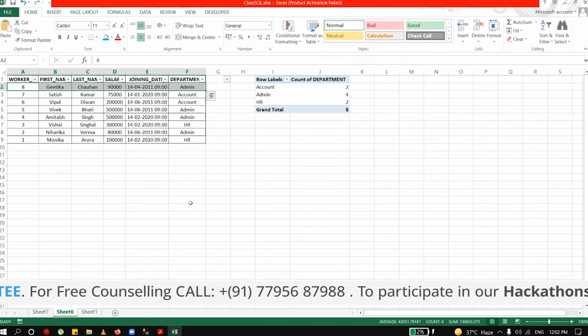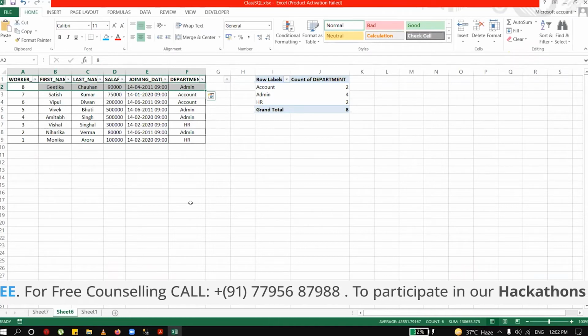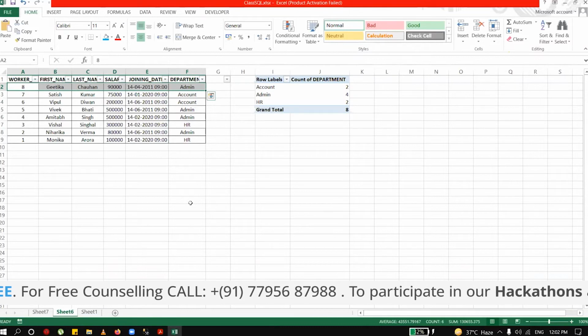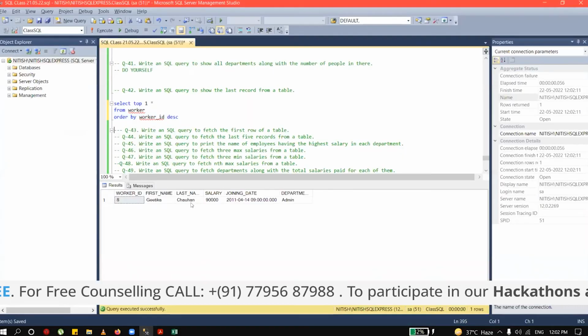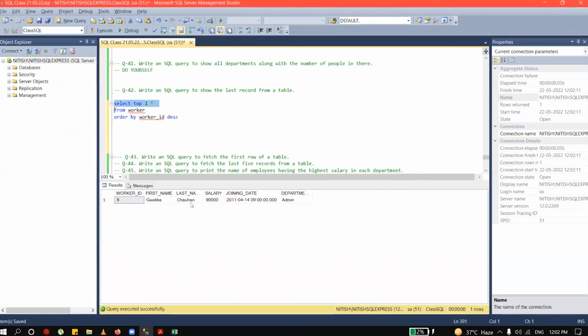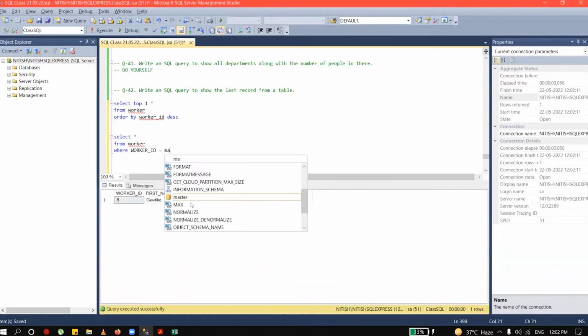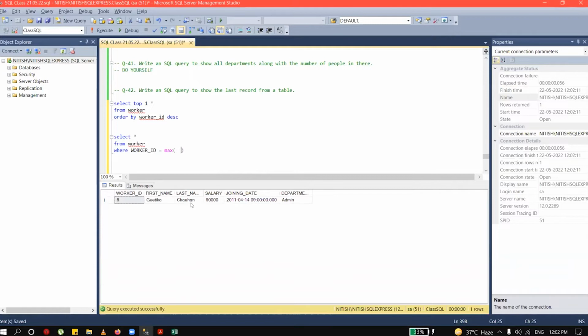There can be another approach also. For example, worker ID is there, and it keeps going in ascending order. Specific to this question, you can also use the where clause. Select star from worker where the worker ID is equal to the maximum of the worker ID. Now this maximum of what? Sorry, not this maximum.